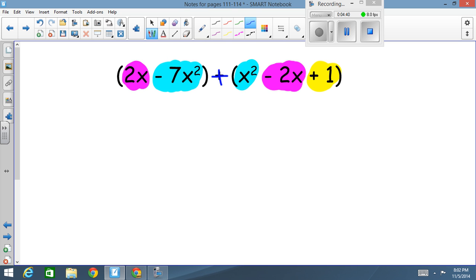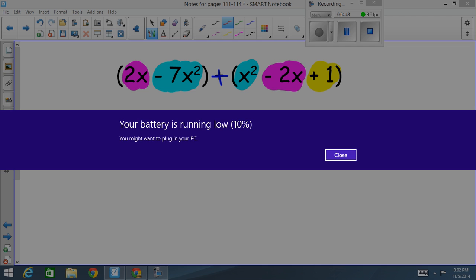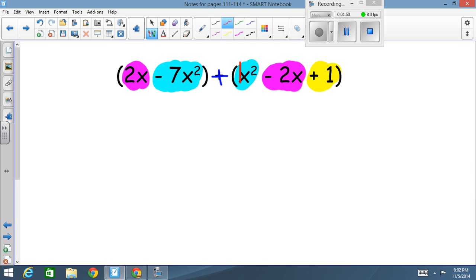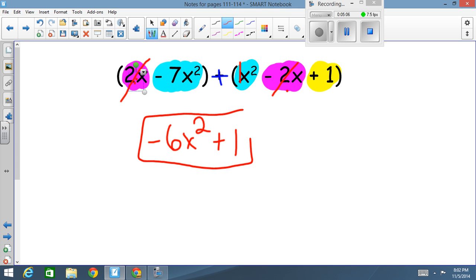Descending order, the highest exponent I see is a 2, so let's do the negative 7x squareds plus 1x squared, which is a negative 6x squareds. When I do positive 2x's minus 2x's, well, that's 0x's. So these just cancel out, and then the plus 1 has to come down. That's in descending order, and it's simplified.